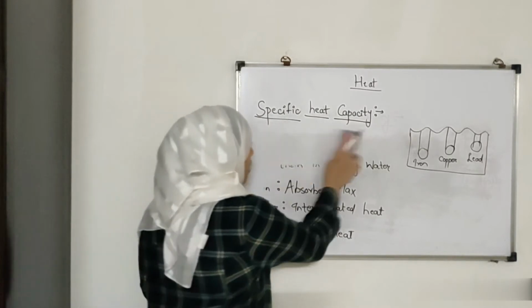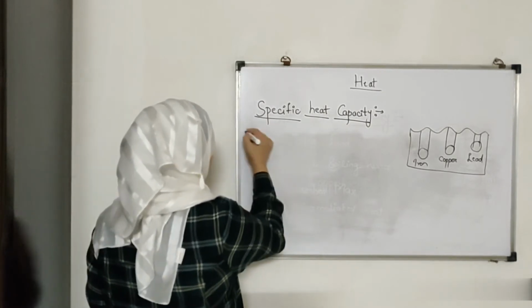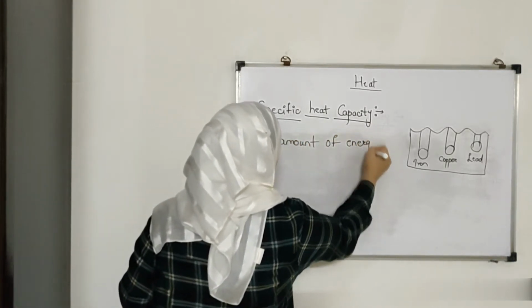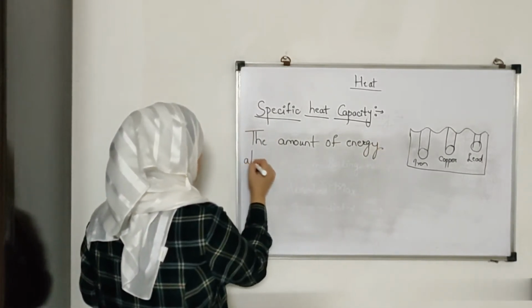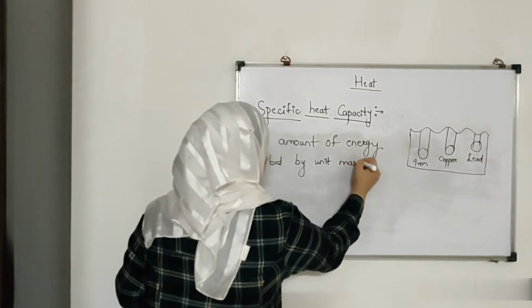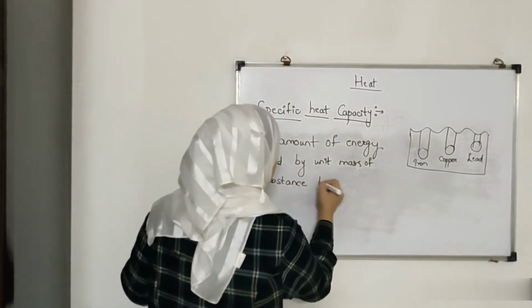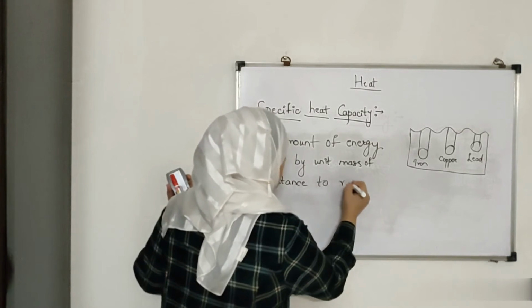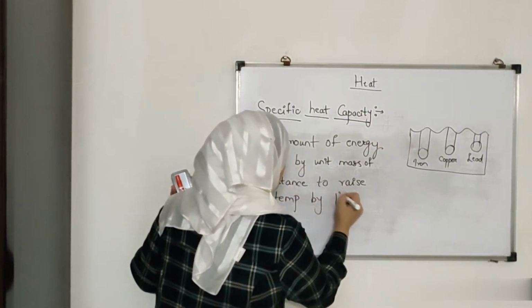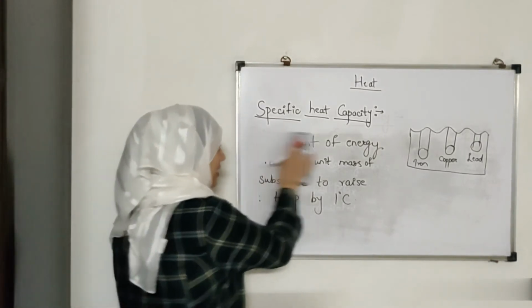So how do I define specific heat capacity? The amount of energy absorbed by unit mass of a substance to raise its temperature by 1 degree Celsius is specific heat capacity. Now, specific heat capacity is different for different substances. That we understood by this experiment.